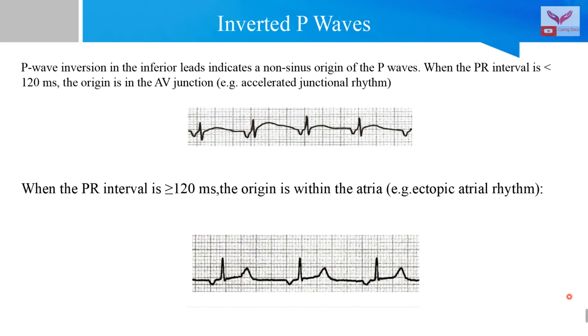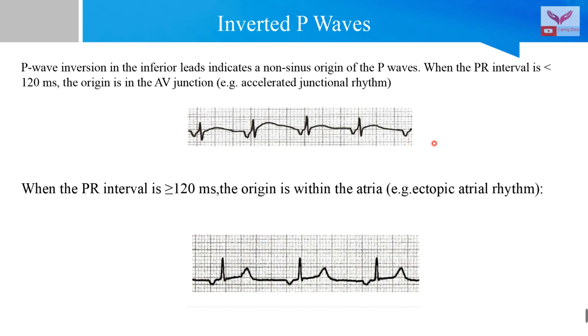P wave inversion in the inferior leads indicates a non-sinus origin of the P wave. When the PR interval is less than 120 milliseconds, the origin is the AV junction, that is, accelerated junctional rhythm. So here we can see P wave inversion, and the PR interval is less than 120 milliseconds, which is suggestive of accelerated junctional rhythm, meaning the origin of the depolarization is from the AV junction.